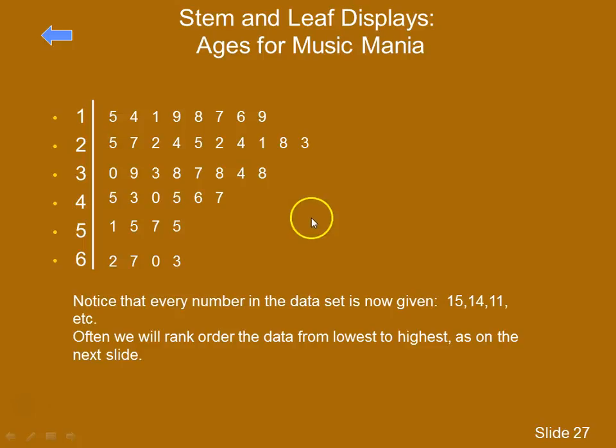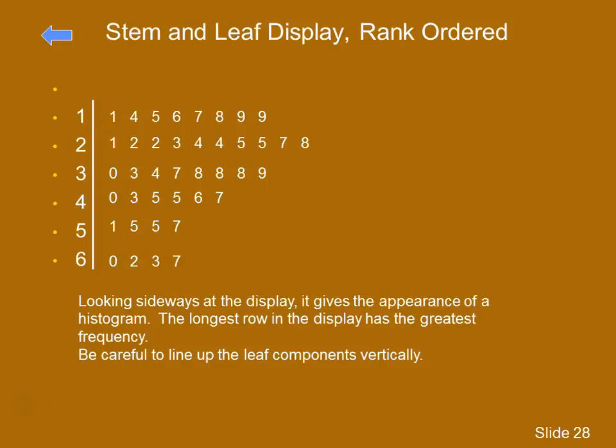Sometimes it is common to rank order stem and leaf diagrams. So let's do that here. It's the same numbers we just had, but we've put them from lowest to highest. The youngest age in our sample was 11, then 14, then 15, 16, and so on up to a high of 67.